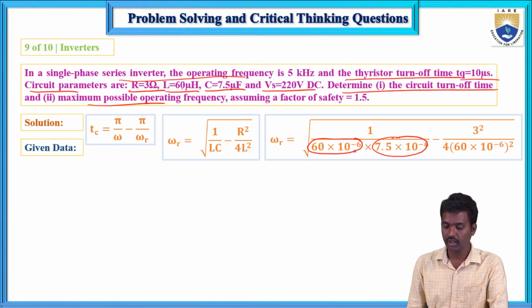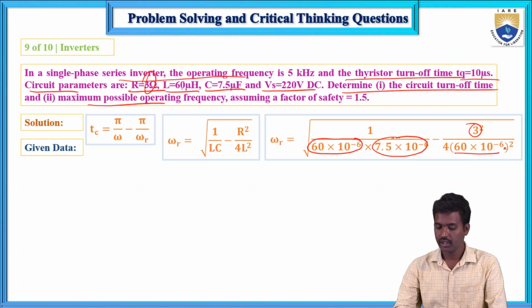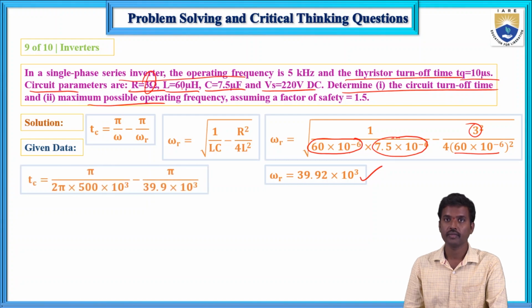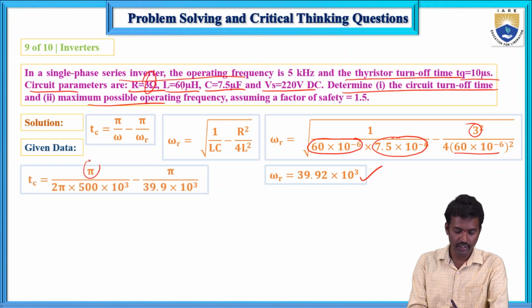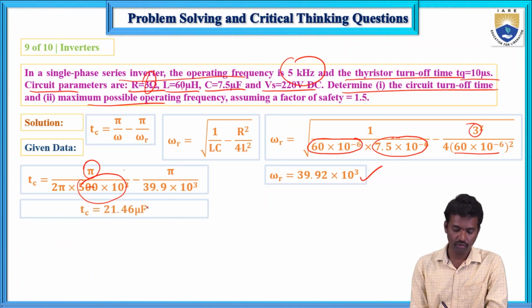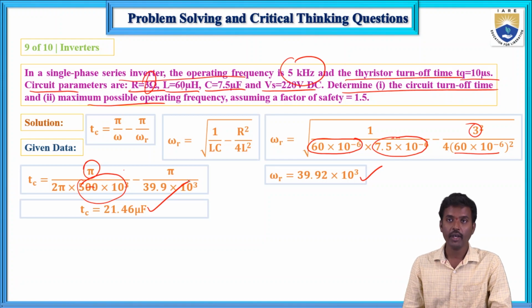So now this is 60 into 10 power minus 6 and this is 7.5 into 10 power minus 6, and 4 into R, and next C means L, 60 into 10 power minus 6 whole square. So now the calculated value is 39.2 into 10 power 3. Now here TC equals pi, this is 2 pi f, the 5 kilohertz, divided by 39.9 into 10 power 3, that value equals 21.46 microseconds.